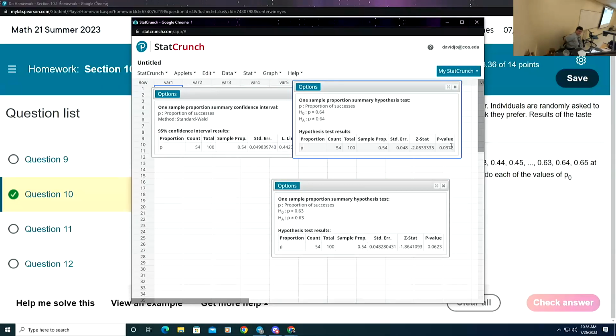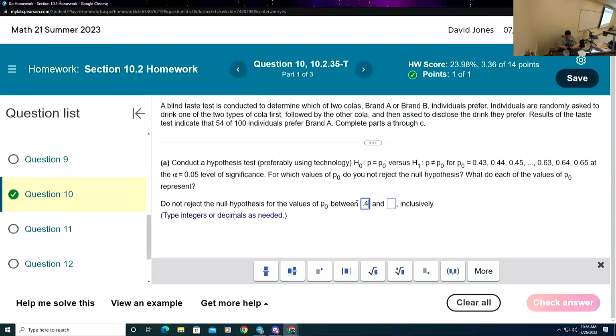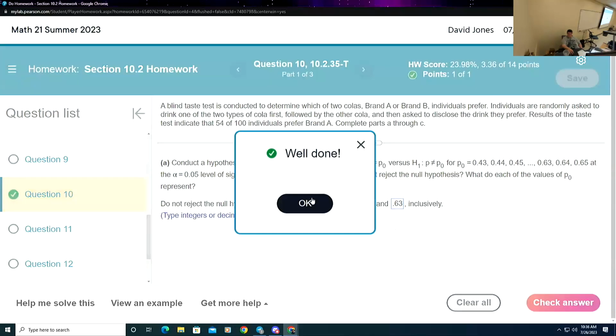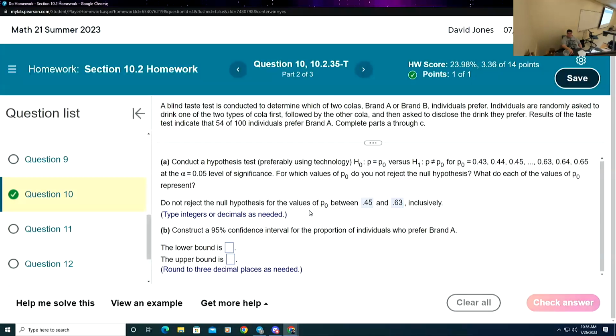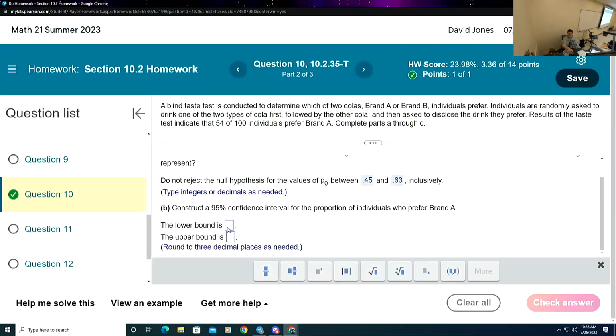They want the ones that were above. So that was 0.45 and 0.63. Construct a 95% confidence interval. We already did this. What they want is 3 decimal places. The lower limit to 3 decimal places was 0.442. And the upper limit to 3 decimal places was 0.638.